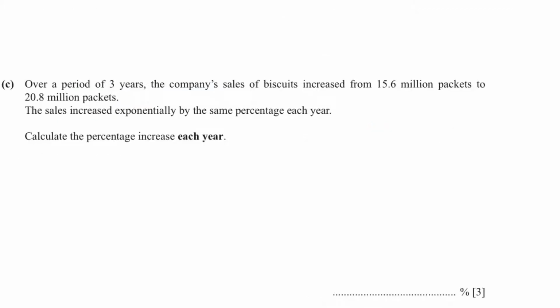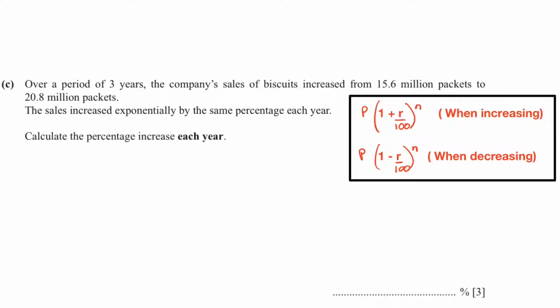Over a period of 3 years, the company's sales of biscuits increased from 15.6 million packets to 20.8 million packets. The sales increased exponentially by the same percentage each year. Calculate the percentage increase each year. So if it is increasing, you will use this equation, and if it is decreasing, you will use this equation. P is whatever was your starting packets. In each case, your P can be anything that was the initial amount or the starting of anything.